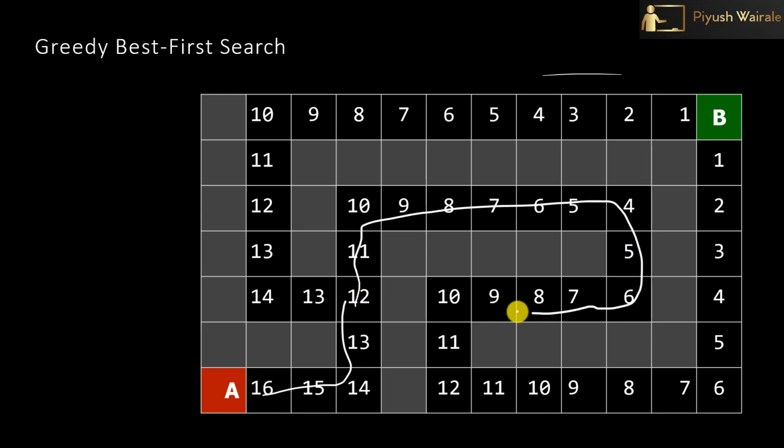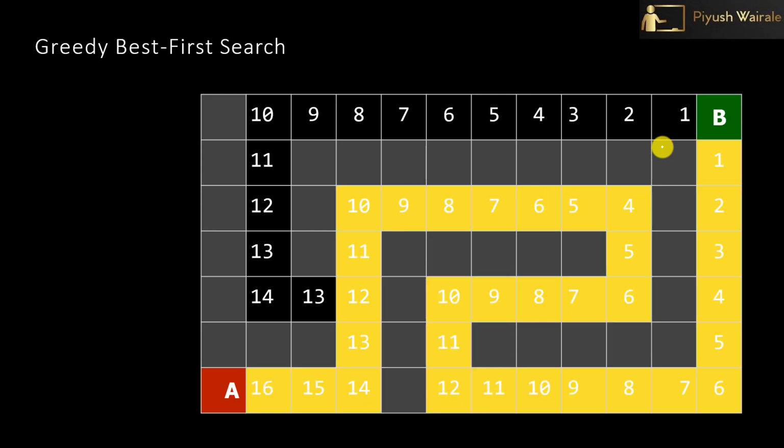Like this, 7, 9, 10, 11, 12, because 13 is greater than this 12. The same thing I will follow, because not a single node is greater than the 13. So basically I will follow this particular path and I will reach this goal state. So this is what this path is. But is this path optimal or not? We got the solution, but this is not the optimal solution.